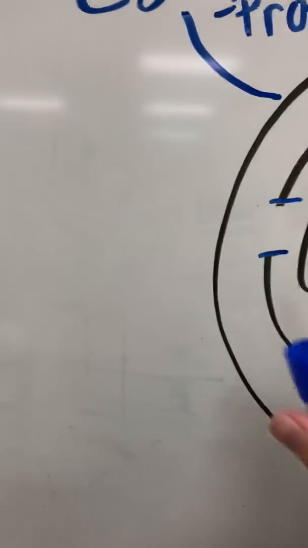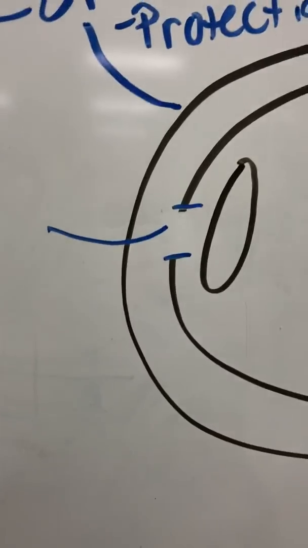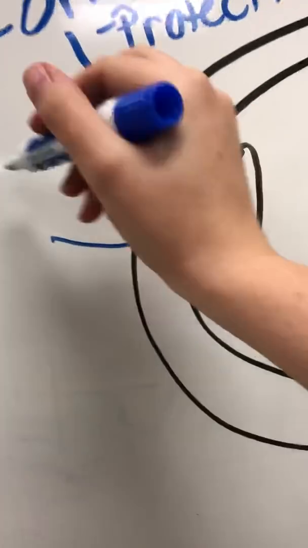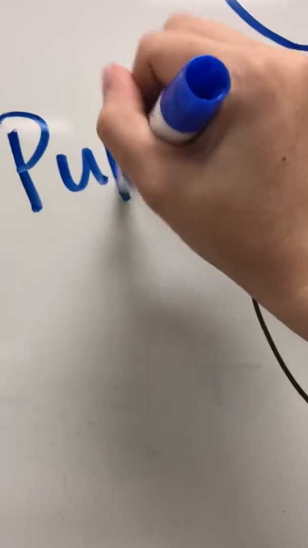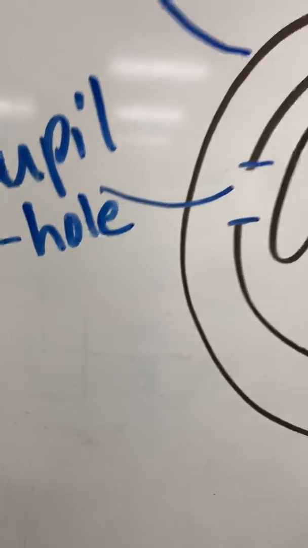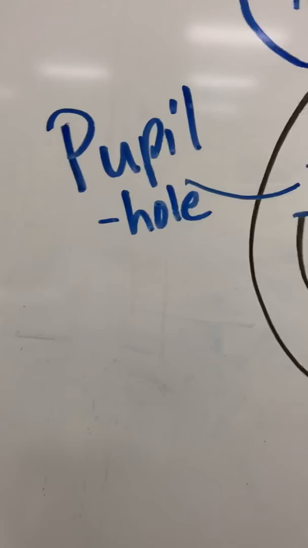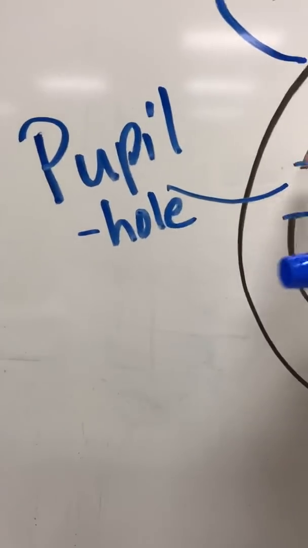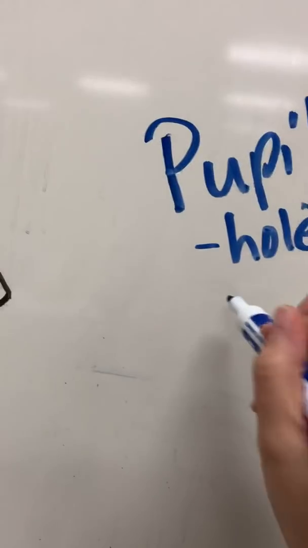The next part is this right here. This is actually the hole. This is a hole in the middle of your eye. That hole in the middle of your eye looks like a black dot, so you may have guessed it. This is the pupil. It's a hole. So what's the whole point of a hole in the middle of your eye? Well, the light has to come in somehow. So this is like the window of the eye. It lets the light in, okay?